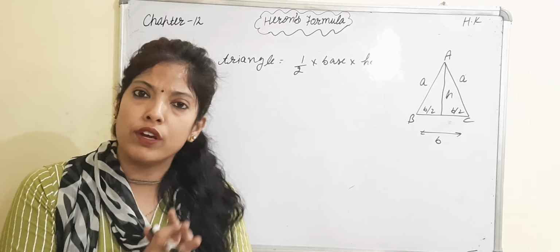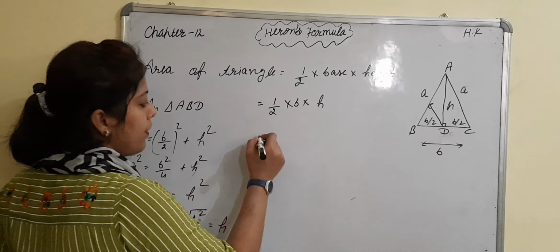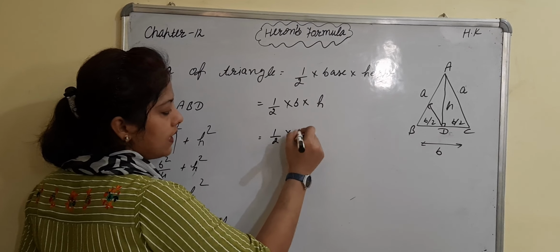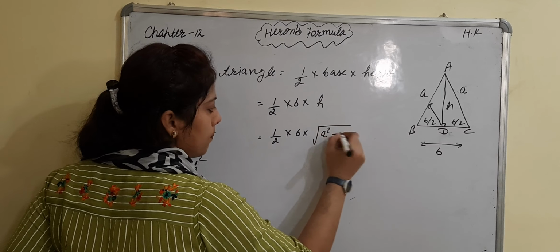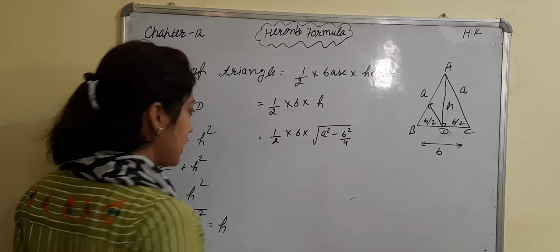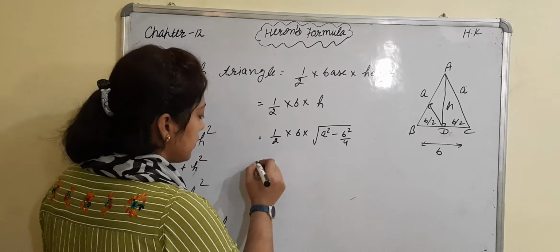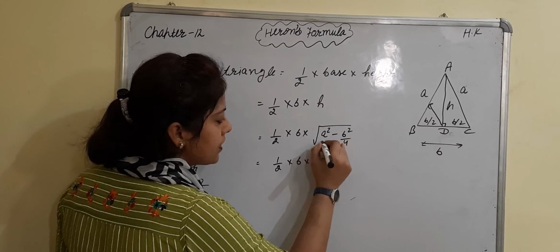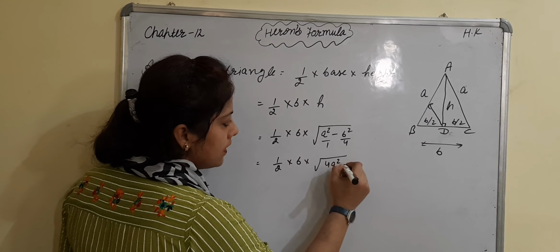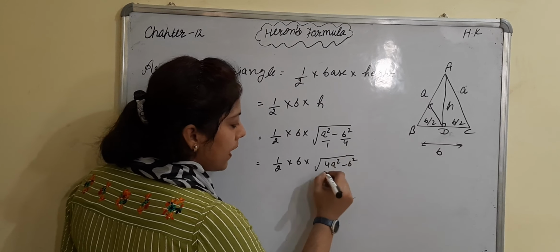Now put this value of h in our formula, half base cross height. Now put the values: half base is b, the height is the square root of a square minus b square by 4. This is our height now. Now to solve this, half b cross, take LCM. If you take LCM, we get 4a square minus b square by 4.